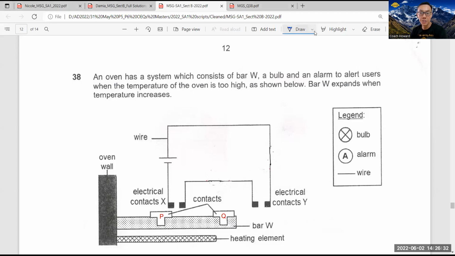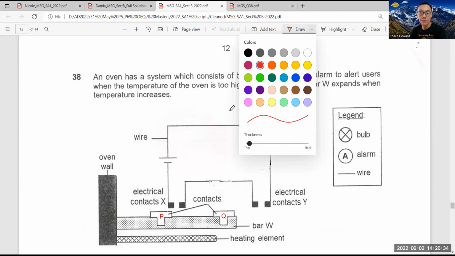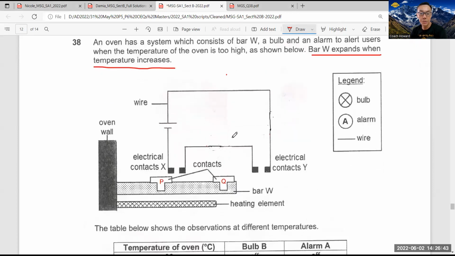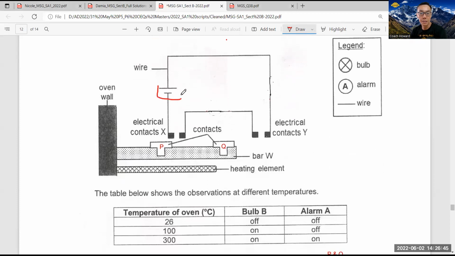So this is what I teach students to do to annotate. So here you can see that bar W expands when temperature increases. So this is a circuit diagram. So students need to be aware that this is a battery or a dry cell, and the wire connects this part to contact Y, contact X, which are electrical contacts. Okay, do take note that I have actually added additional labeling in P and Q.